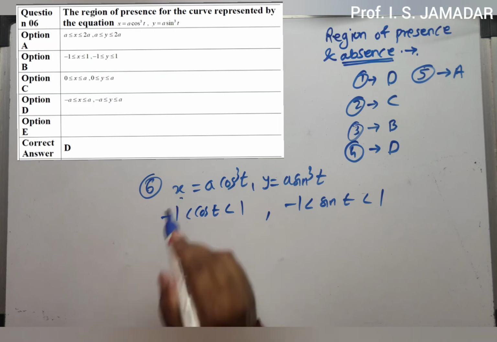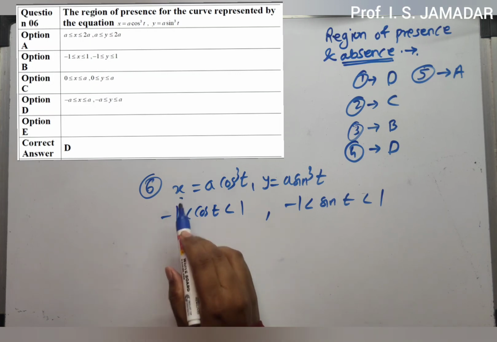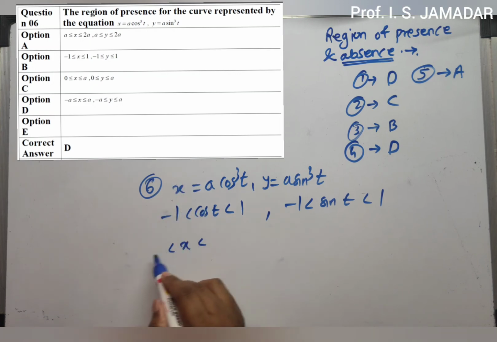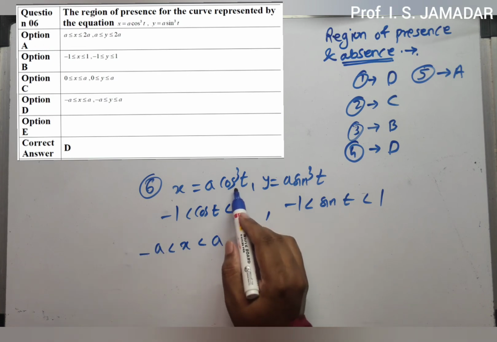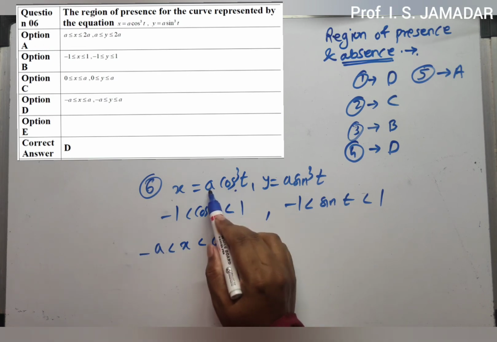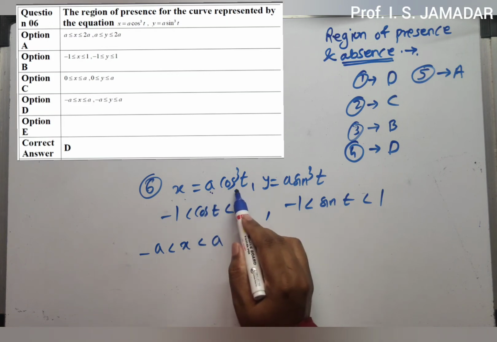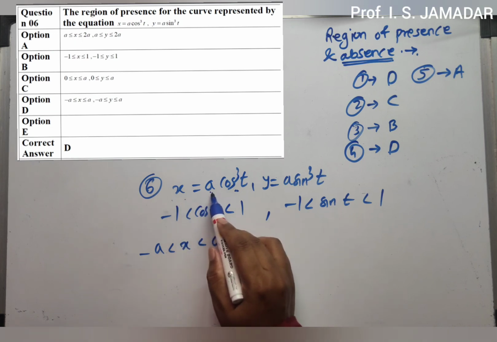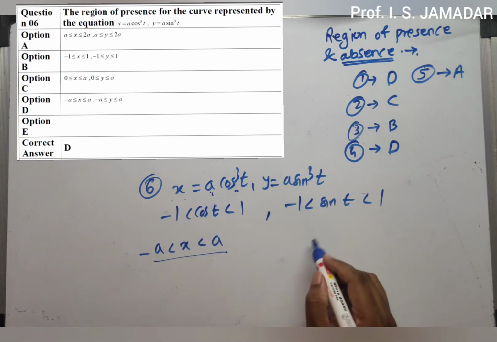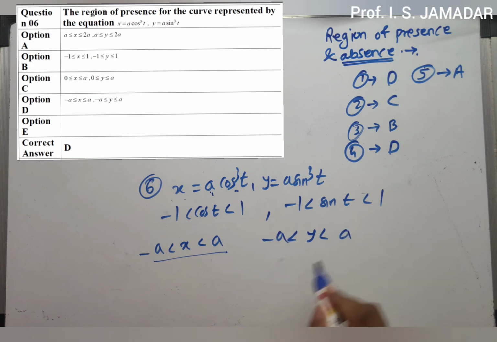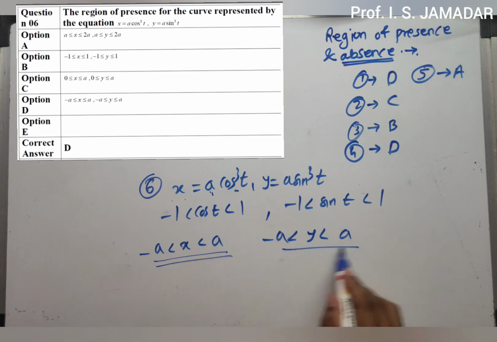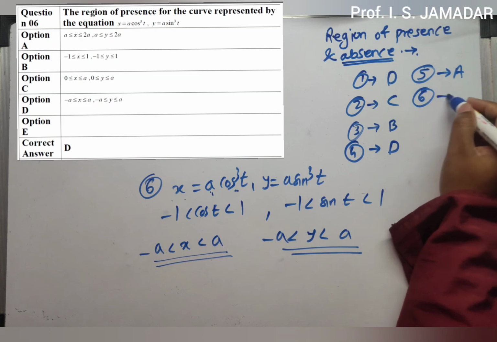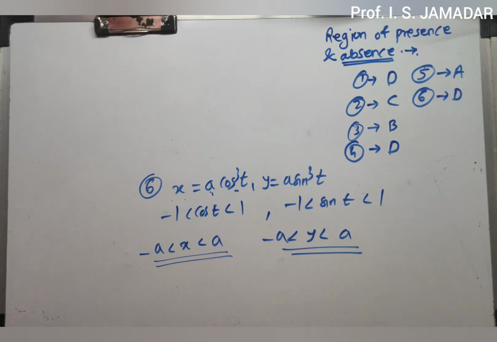So that will give you that x will lie between minus a to plus a, because the maximum of cos will be plus 1, so x will be maximum a, and the minimum of cos will be minus 1, so x will be minimum minus a. So x between minus a to plus a. Similarly, y lies between minus a to plus a. This is the limitation for the given parametric curve, x between minus a to plus a and y between minus a to plus a. So the answer for question 6 is option D.